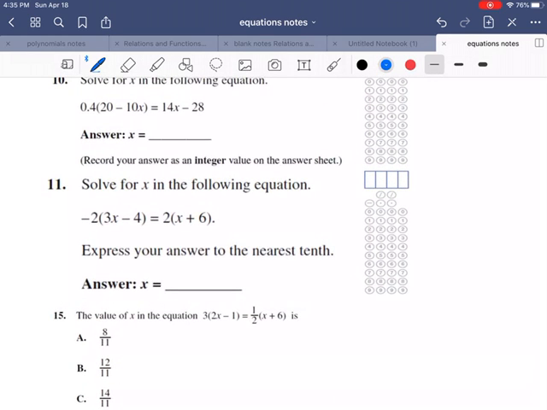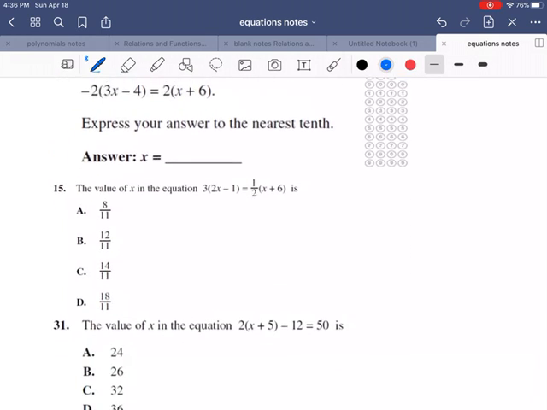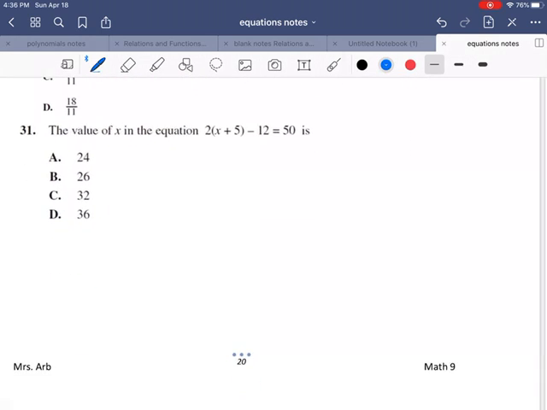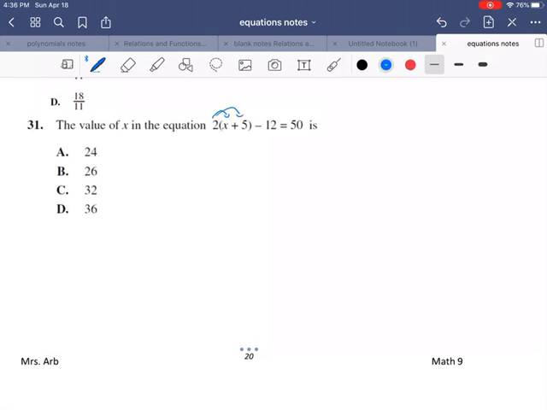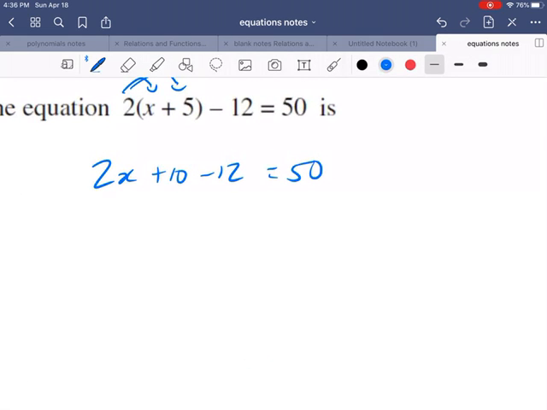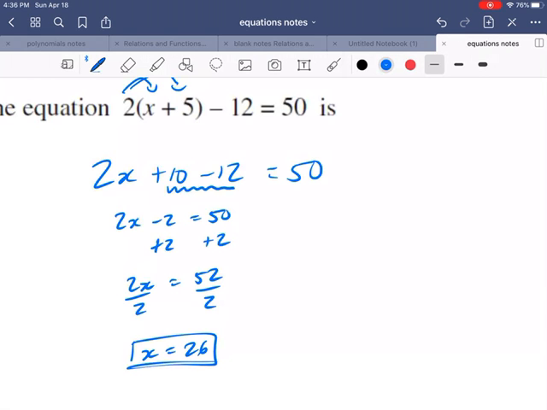So here's a PAT question. Again, this question we're going to skip because it involves variables on both sides, which is a later lesson. But let's go down to 31 here. So 31, we have to apply the distributive property. So that's 2x plus 10 minus 12 is equal to 50. Well, positive 10 minus 12 is negative 2. So you can combine those like terms to just be negative 2. Now it's a two-step equation, so add 2. And then divide by 2. And we get 26.